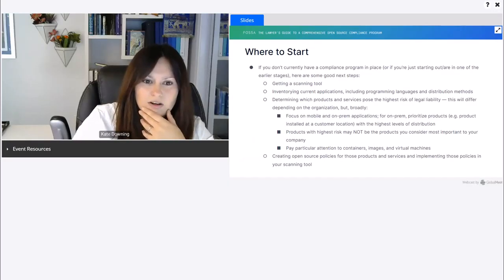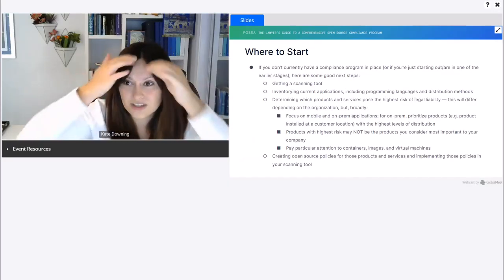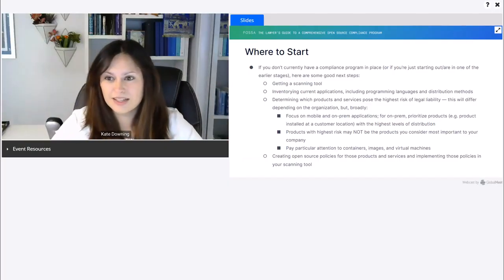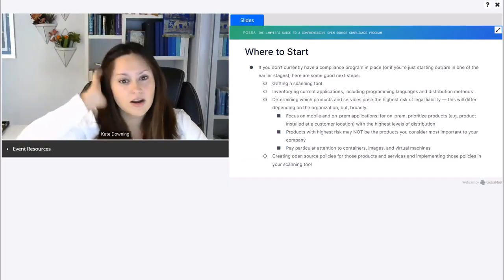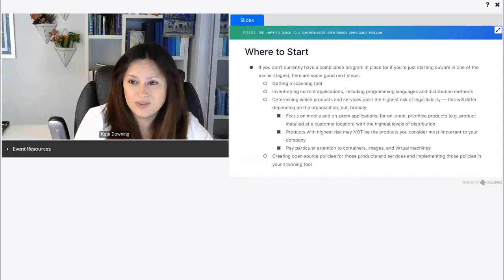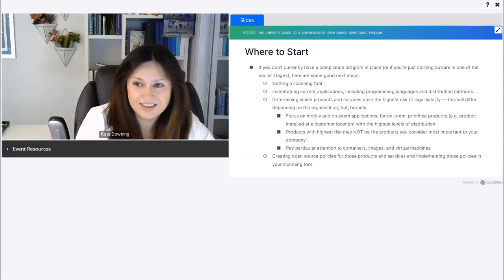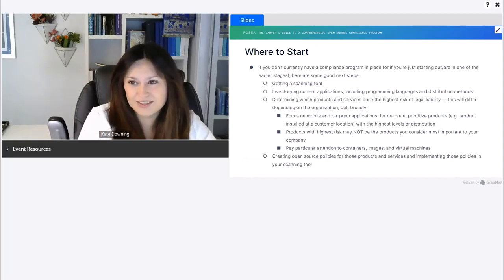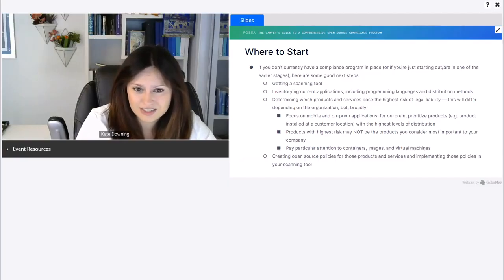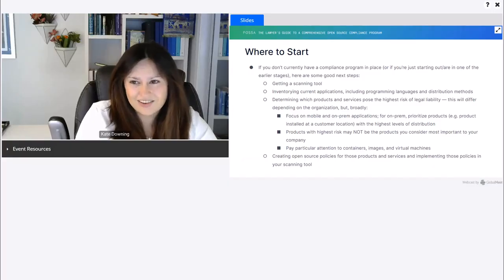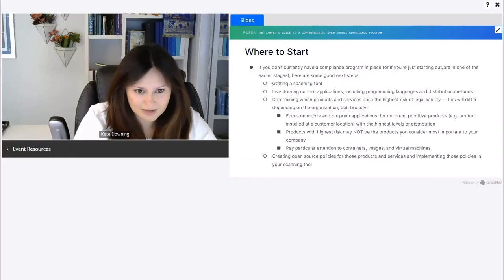Okay, so I get questions from people: hey, where do we start? We want to do the compliance, but we have no idea how to begin. So I think obviously getting a scanning tool, any scanning tool, that hopefully meets the things that we've been talking about in this presentation, is definitely the first step. I think the second step is also inventorying what you have.